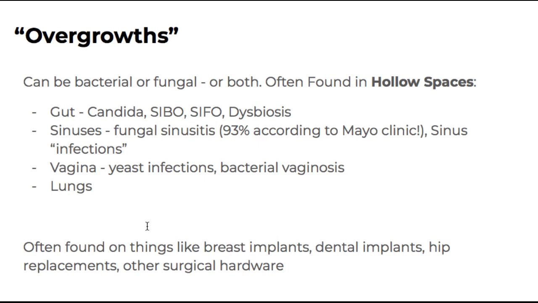If you have mold in your house and you've ever seen black mold crawling up the walls, well, it's not in the wall, it's on the wall. And so that's what the overgrowths are. They can be bacterial, or they can be fungal, or oftentimes both. And these are often found in our hollow spaces.